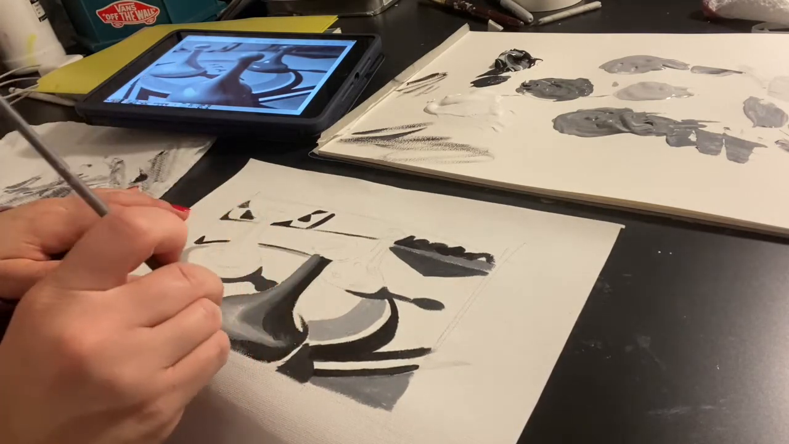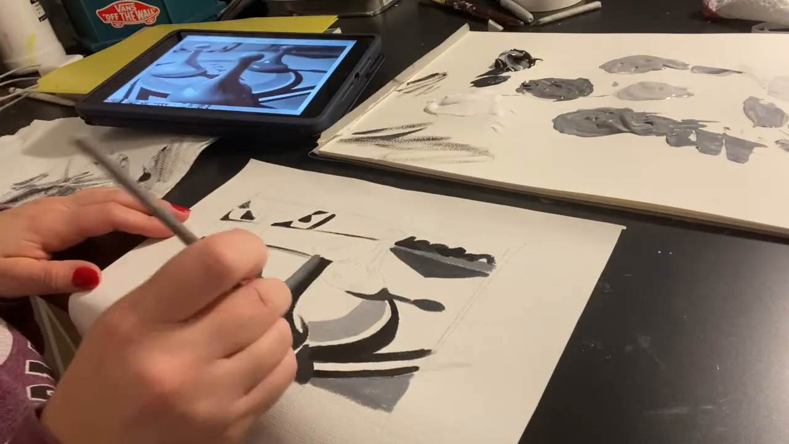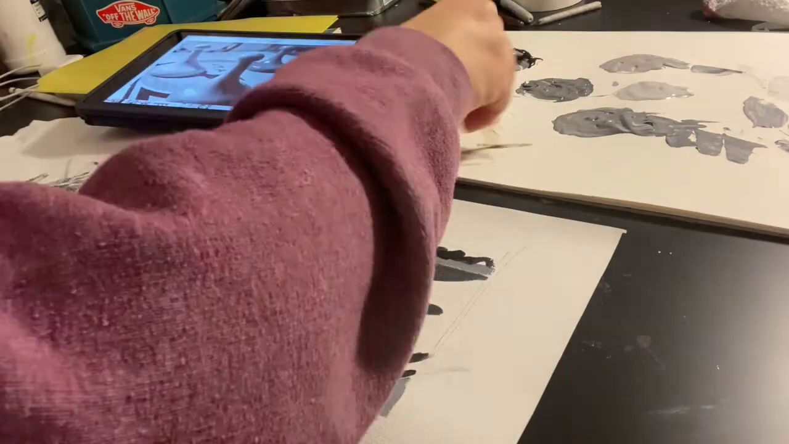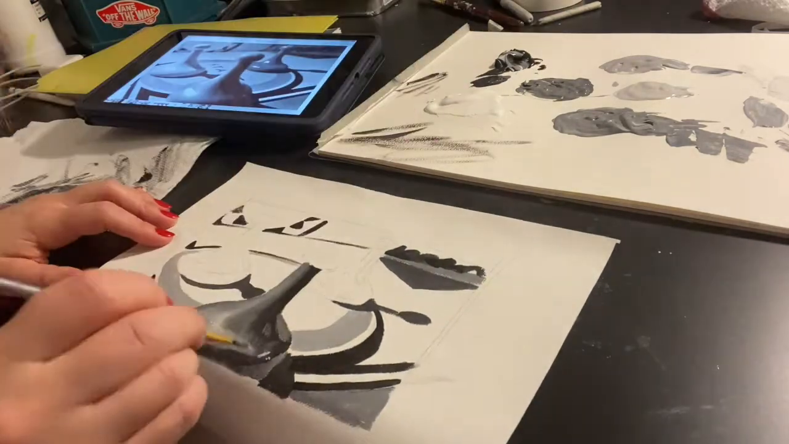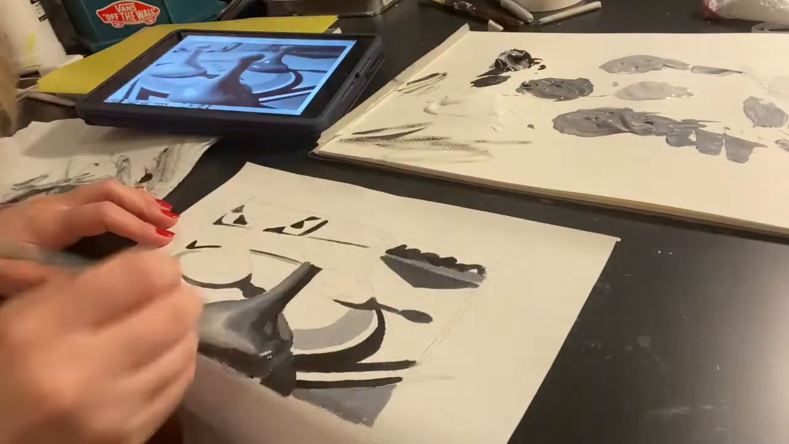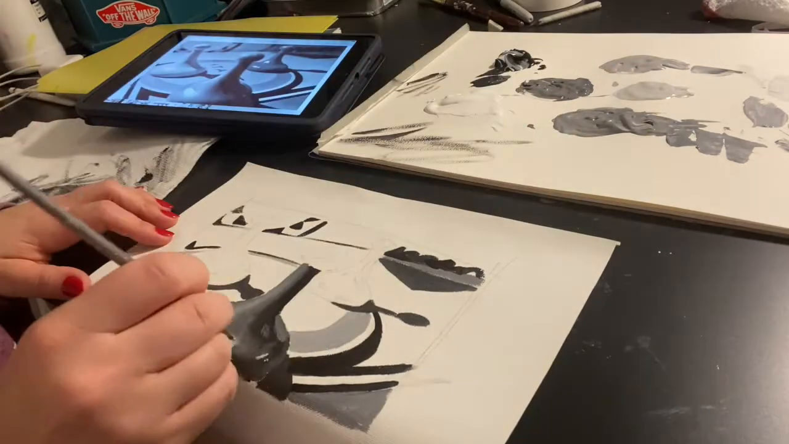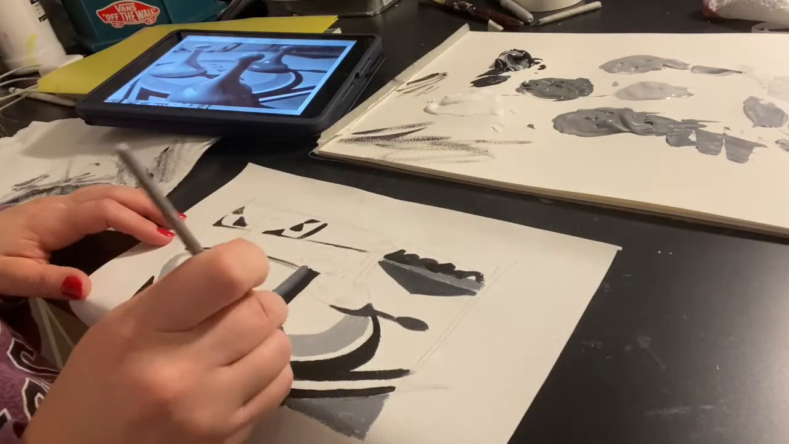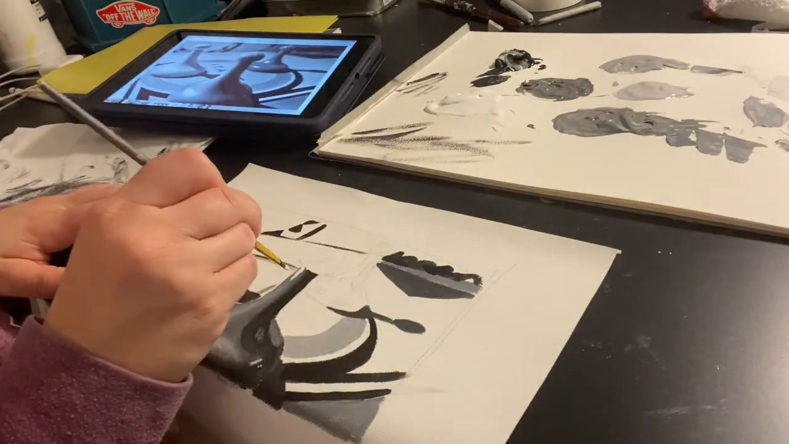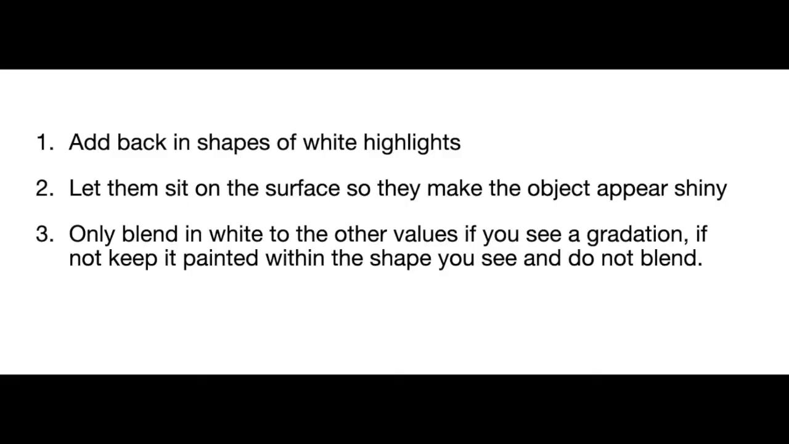Once you've established where you need gradation, you can go back and look for things that need to just sit on the surface as different shapes of color. Then you can add back in shapes of white highlights. Let them sit on the surface so they can make the objects appear shiny if needed.